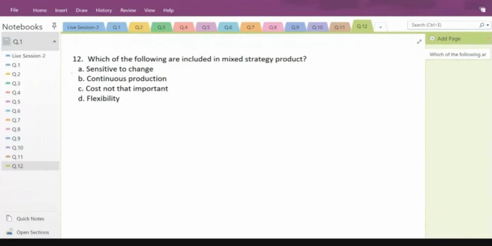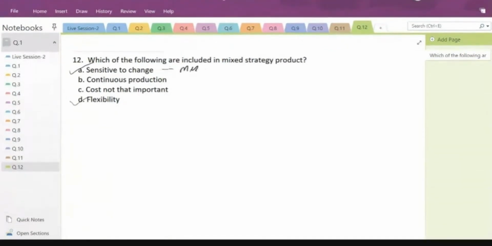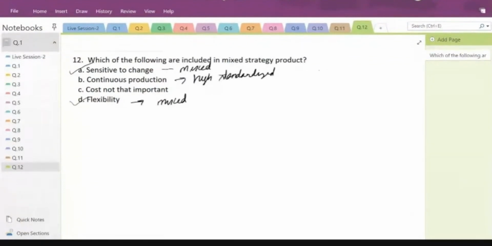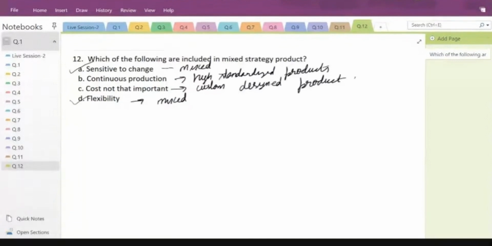Well, the correct answer is A and D both. See, this is also a mixed product strategy. This is highly standardized products, and this is custom designed product.